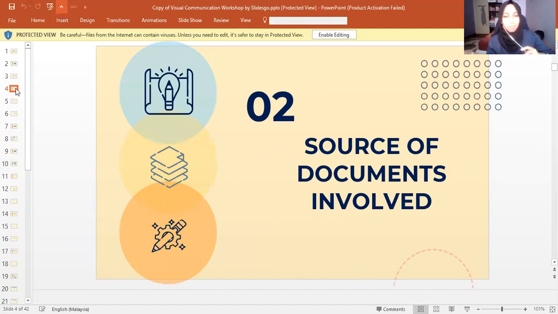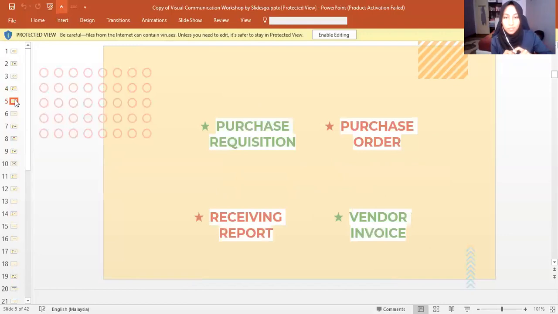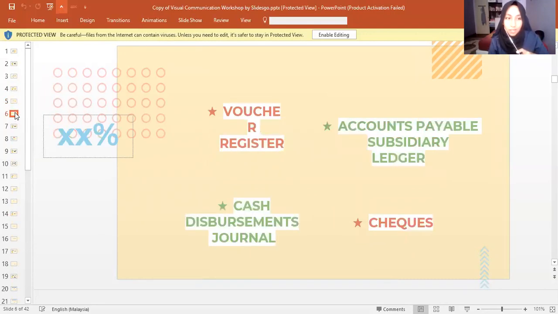Then I will explain about the source documents involved. One of the many documents involved in the purchase cycle are purchase requisition, purchase order, vendor invoice, receiving report, and voucher register, accounts payable subsidiary ledger, cash disbursement journal, and checks.